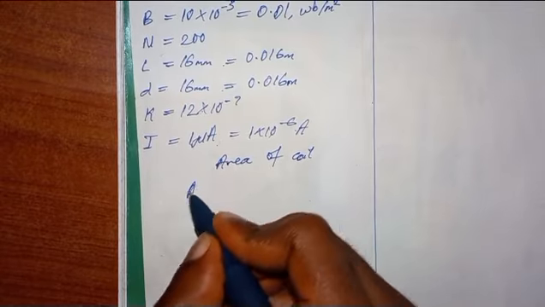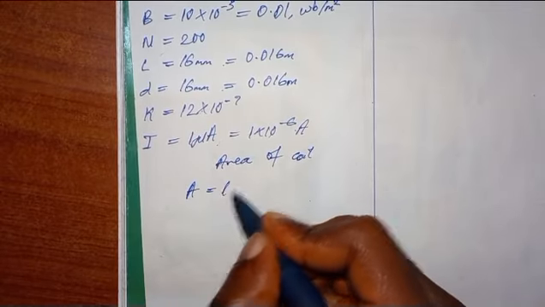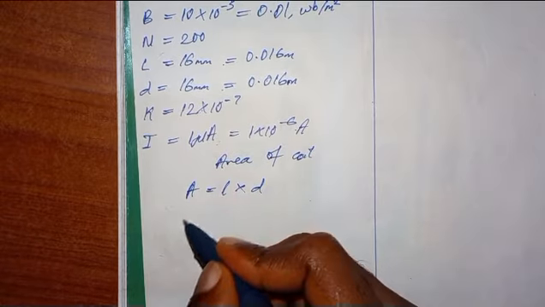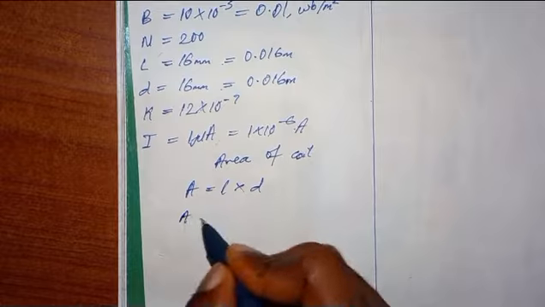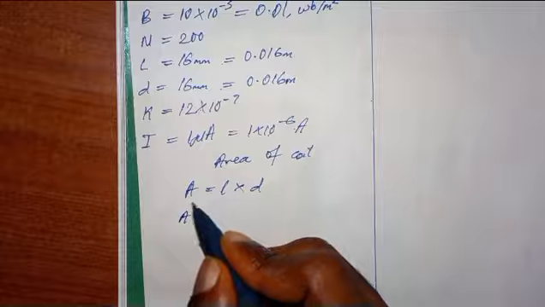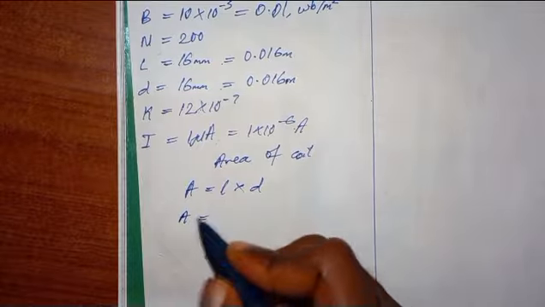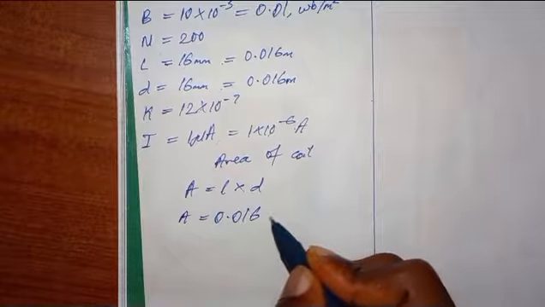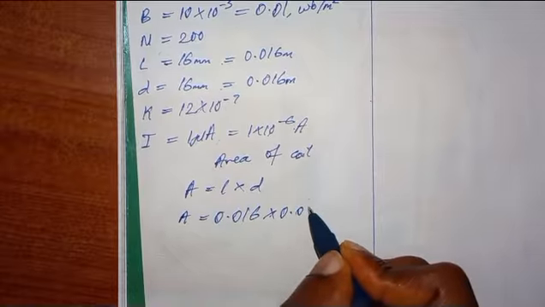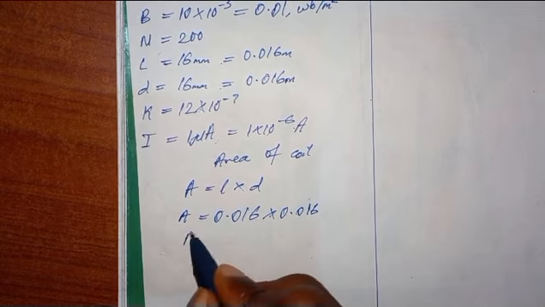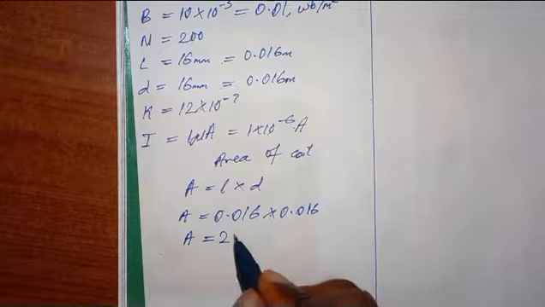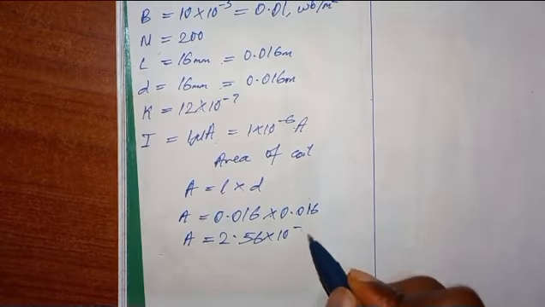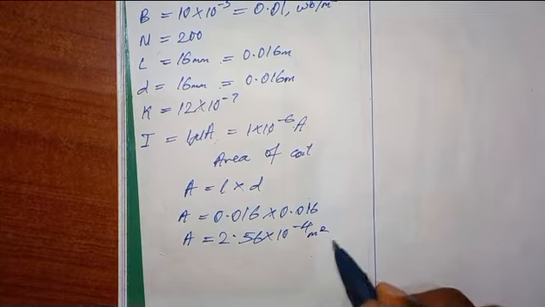Area is equal to length times distance. I'll be a little bit fast in this one, I'm making mistakes here and there. 0.016 times 0.016, that will be area A equals 2.56 times 10 raised to power minus 4 meters squared. Area is in meters squared.